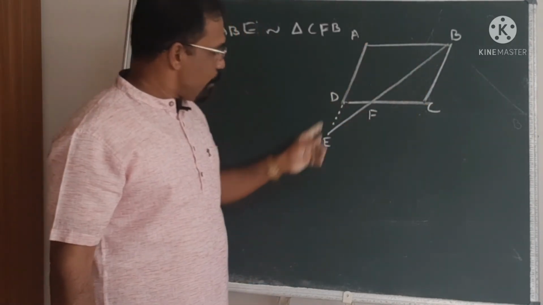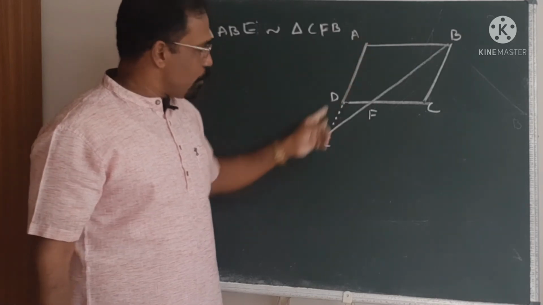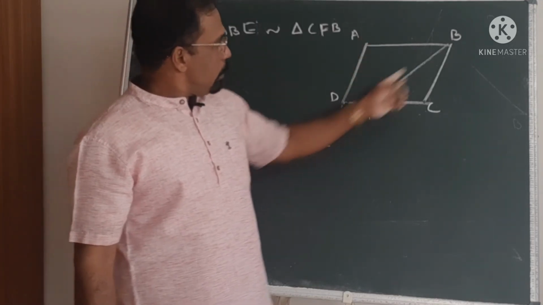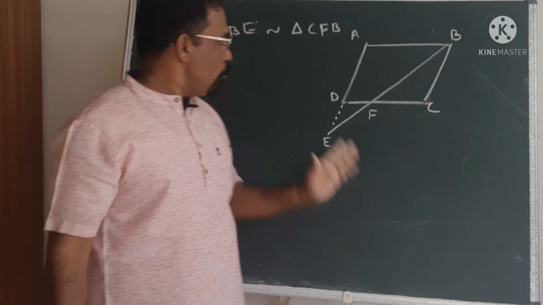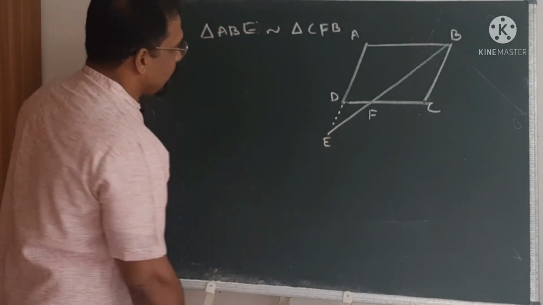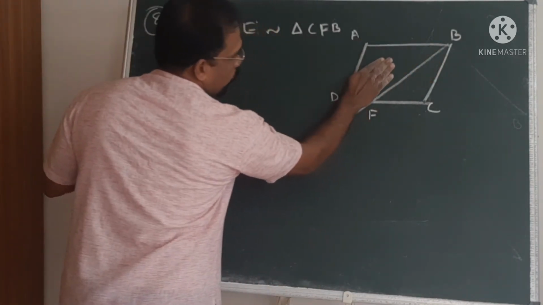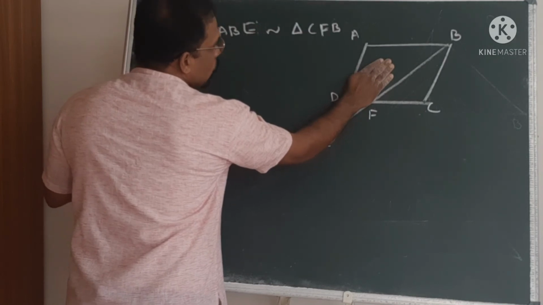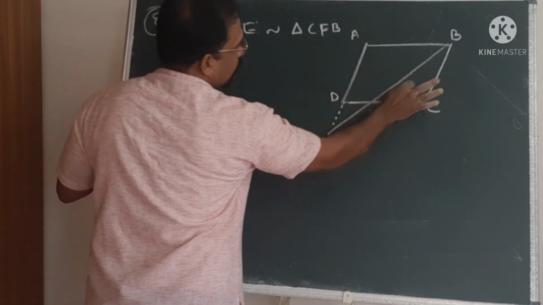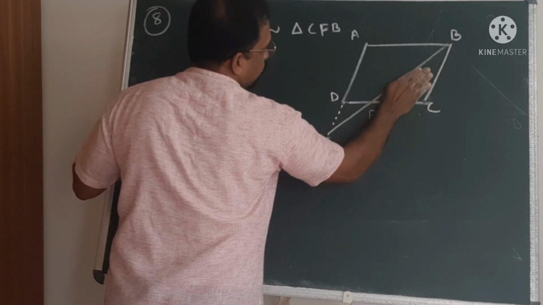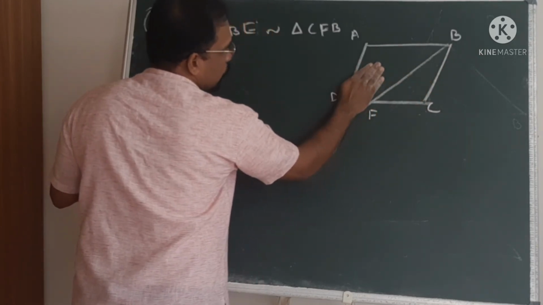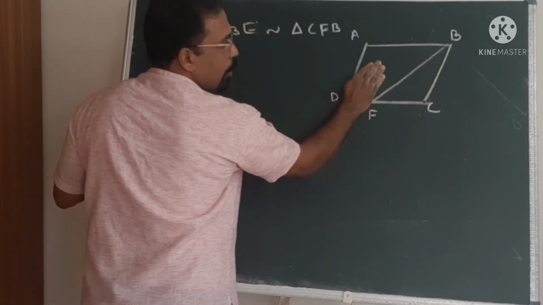And we have a point E extended from AD and that is connecting to B. Now we have to prove that ABE, this one, is similar to CFB, this one. So this one is similar to this one. That is what we have to prove.